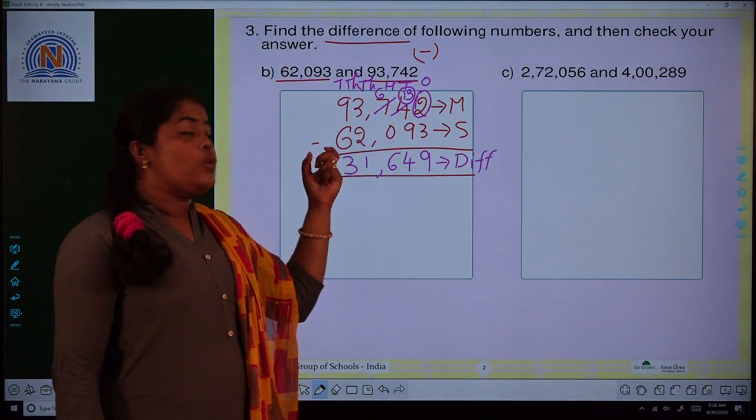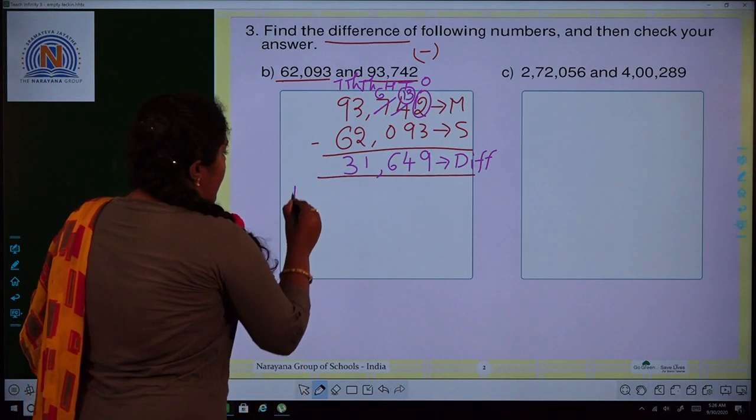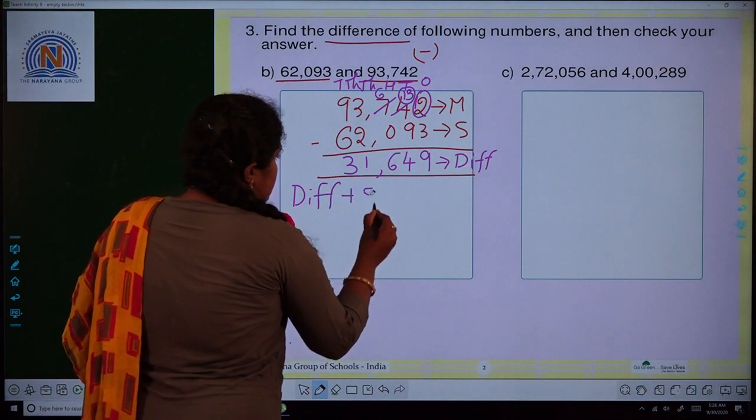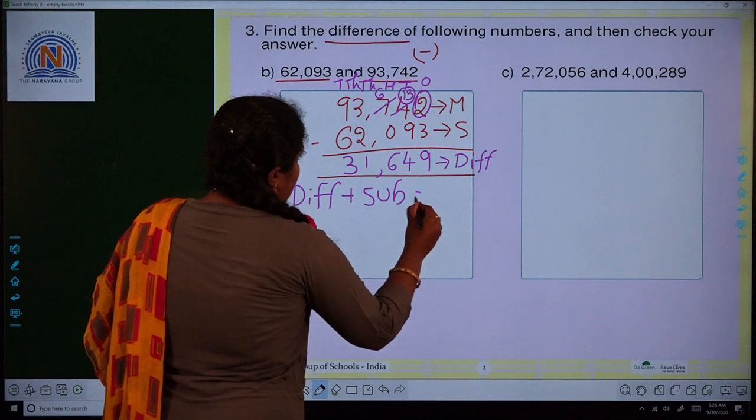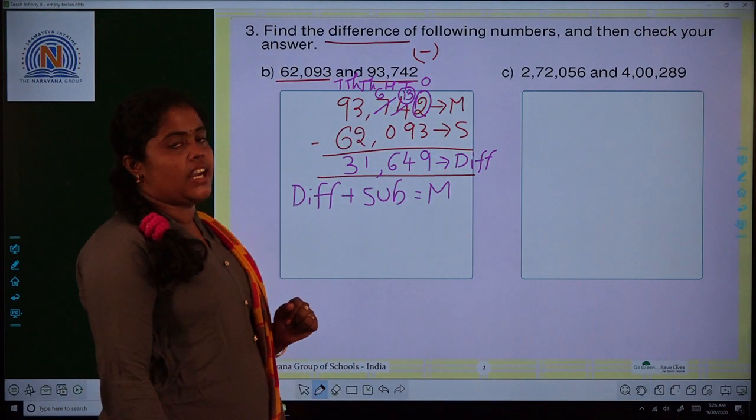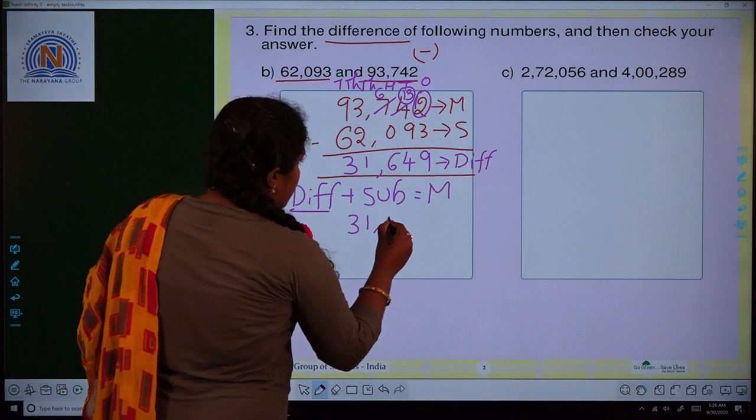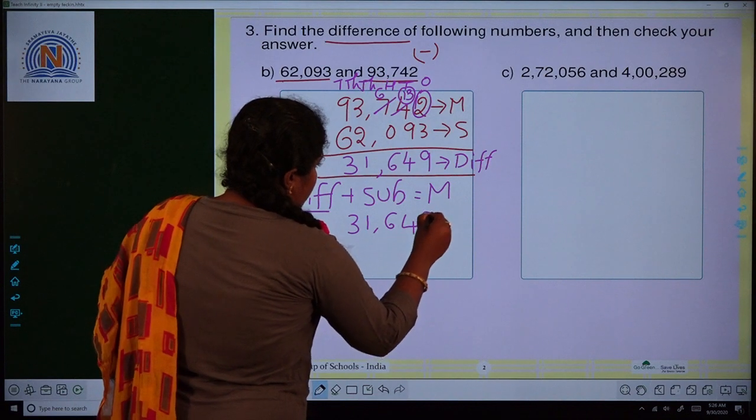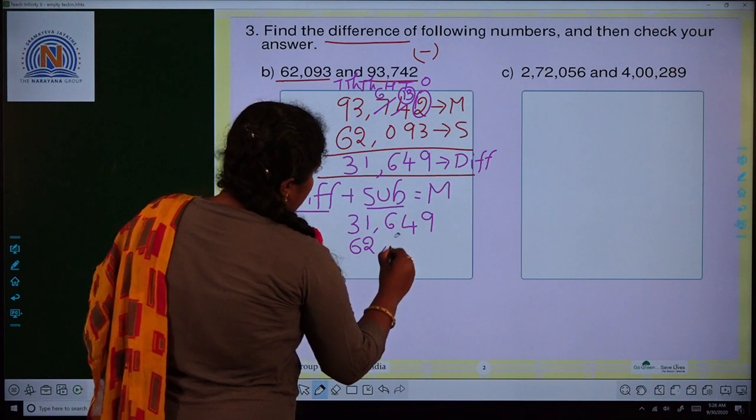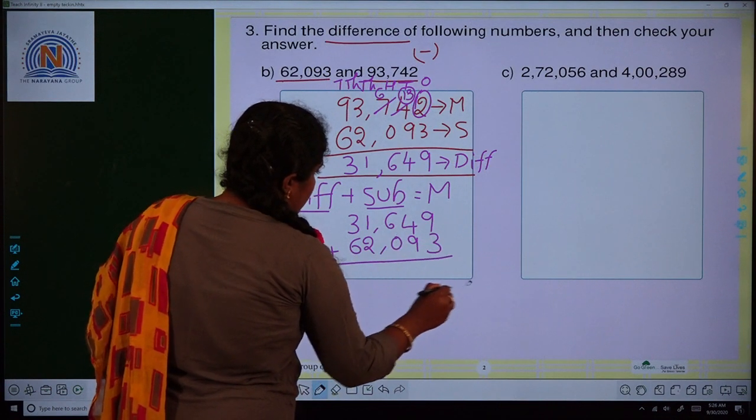Now we have to check whether you are getting the correct answer or not. How to find? If you add difference plus subtrahend, we get the minuend. If we get the same minuend, your sum is correct. First of all, write the difference. The difference is 31,649 and the subtrahend is 62,093. We have to do the addition.